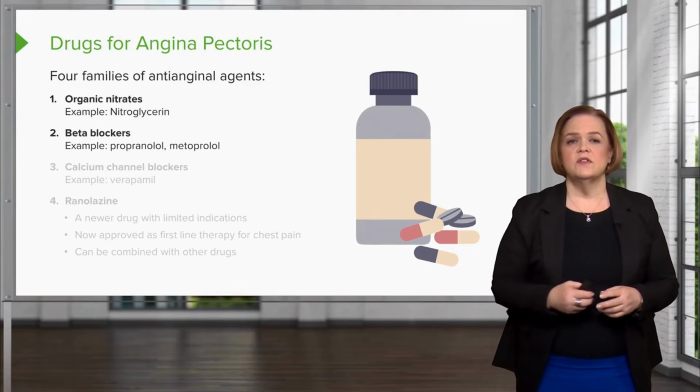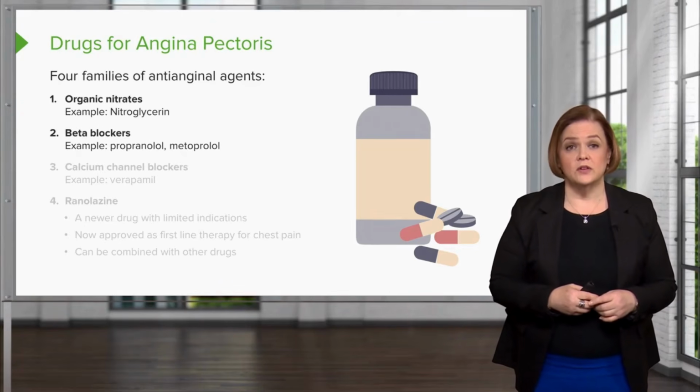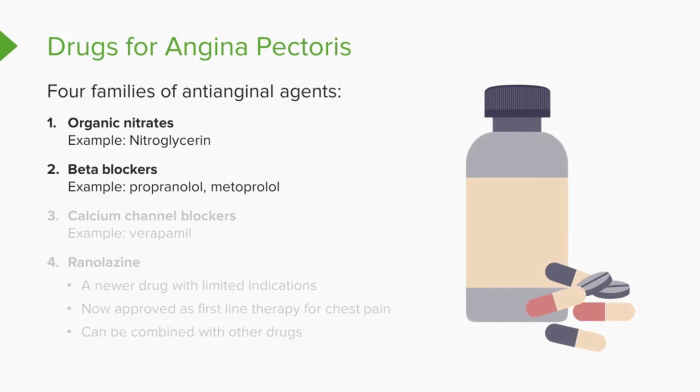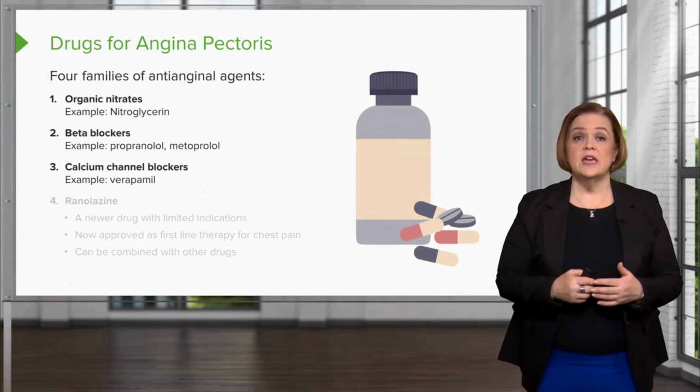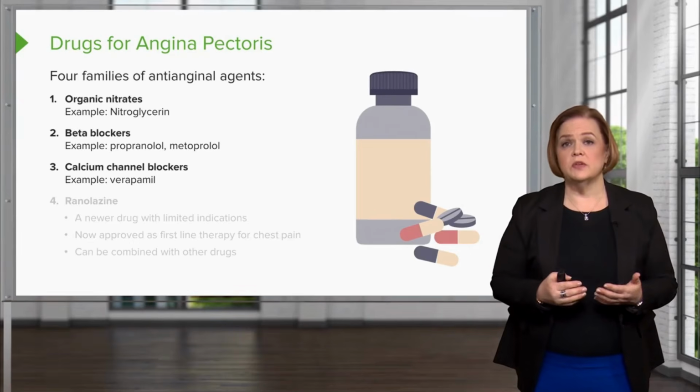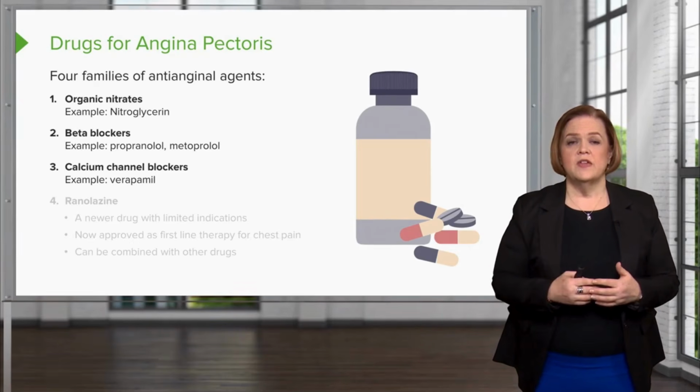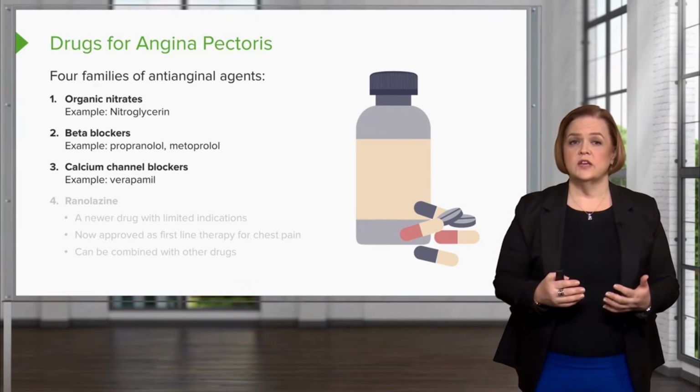The second of the 4 families are beta blockers, like propranolol, metoprolol. Those both end in olol. Remember, that's a clue when you're studying medications. The generic names of beta blockers have that olol ending. Next is calcium channel blockers. One example is verapamil. So that will help us also in treating chest pain.